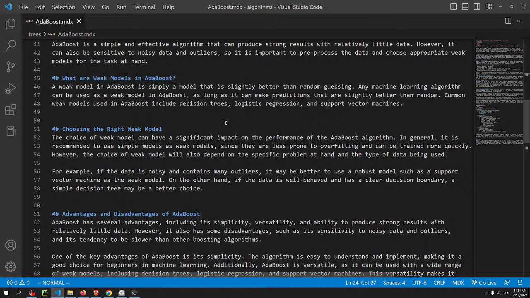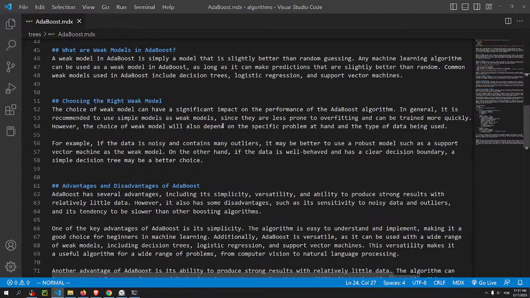What are weak models in AdaBoost? A weak model in AdaBoost is simply a model that is slightly better than random guessing. Any machine learning algorithm can be used as a weak model in AdaBoost as long as it can make predictions that are slightly better than random. Common weak models used in AdaBoost include decision trees, logistic regression, and support vector machines.